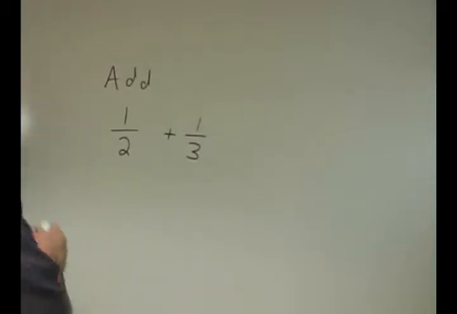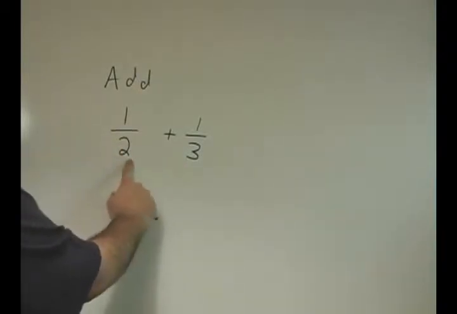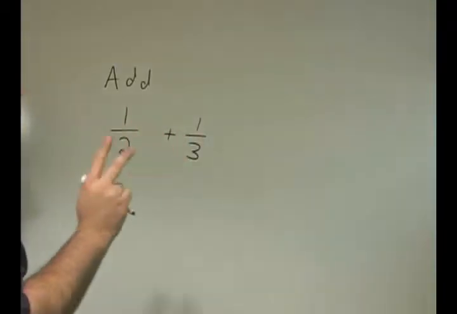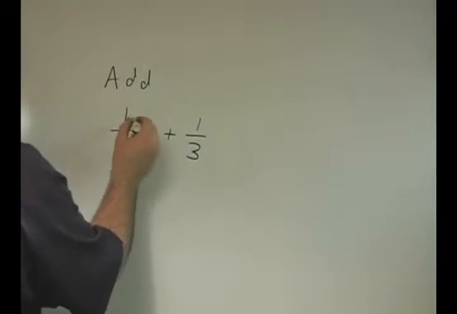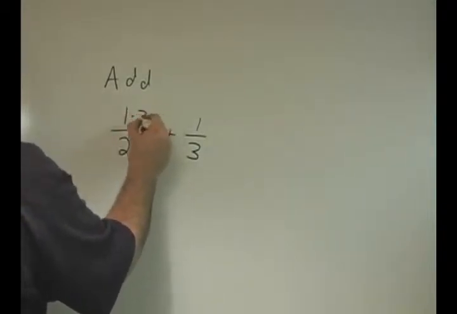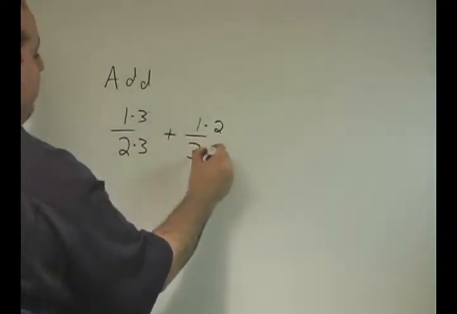So hopefully you can see that if I take this fraction and multiply top and bottom by 3, I will get 6 on the bottom. And if I multiply top and bottom of this by 2, I will also get 6 on the bottom. So that's what I'm going to do first. So I'm going to take this fraction and multiply the top and bottom of it by 3. And at the same time multiply top and bottom of this by 2.